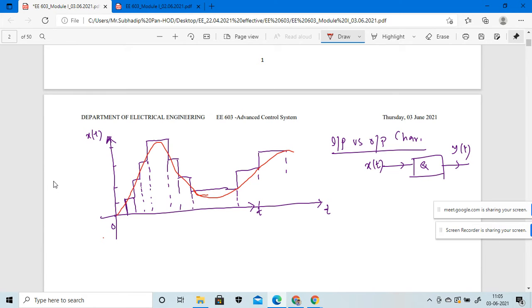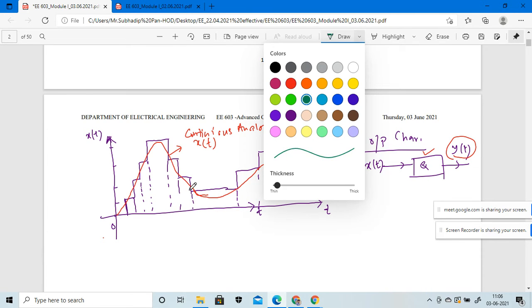So this will be my continuous analog signal, or analog input, which will be termed x(t). When we apply the quantizer block, the output should be a discrete output, which is y(t). So what is y(t)? This will be the structure of y(t).